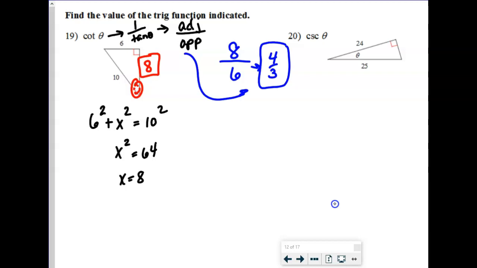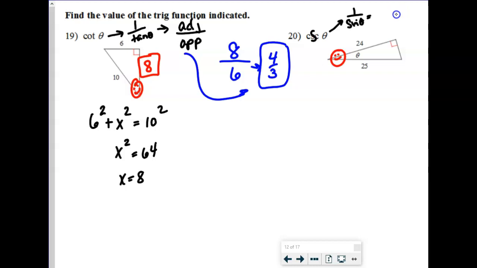So let's take a look at number 20. Number 20 has a similar issue where here's theta. Here you are. I want cosecant, which is not my typical ratio, so I got to think about who cosecant is. It's the reciprocal of sine. Remember, a big Superman S in the middle.